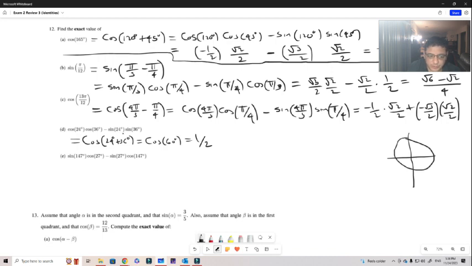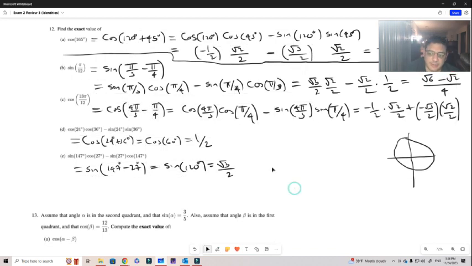Same thing with this. This is sine times cosine minus sine times cosine. Notice that in the sine identity, this minus here is going to lead us to 147 minus 27, because this minus is here. And so this is going to be sine of 120, which again is the square root of 3 over 2. Okay, so just again fold back, and just remember, you can use your special angles, and if you're not using your special angles, you can always use your calculator to find these particular values.